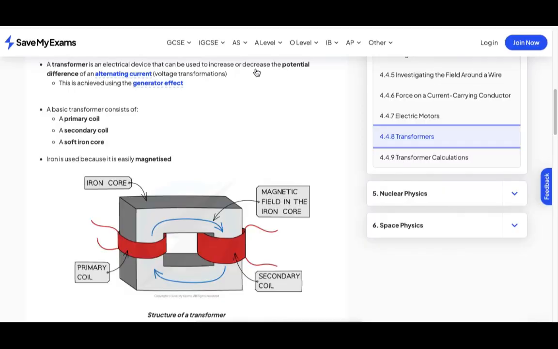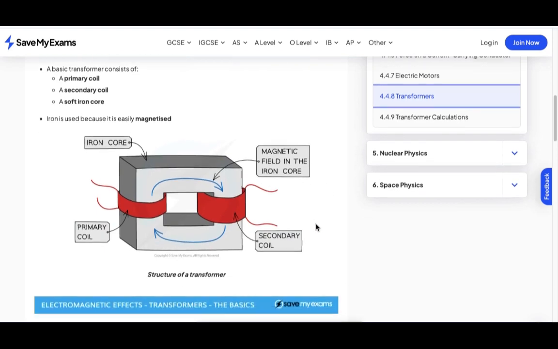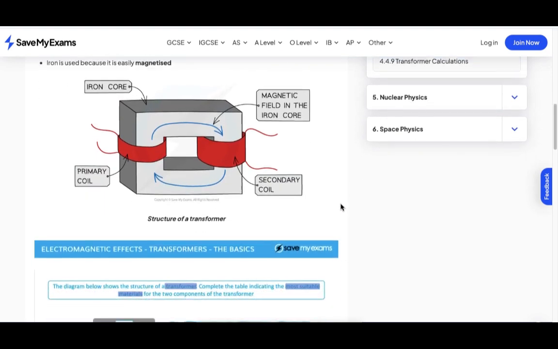Now let's take a look at the transformer. We said the real transformer consists of the primary coil, this red one, and the secondary coil, and then the soft iron core, this body. Is that okay? Okay, so this is a transformer.